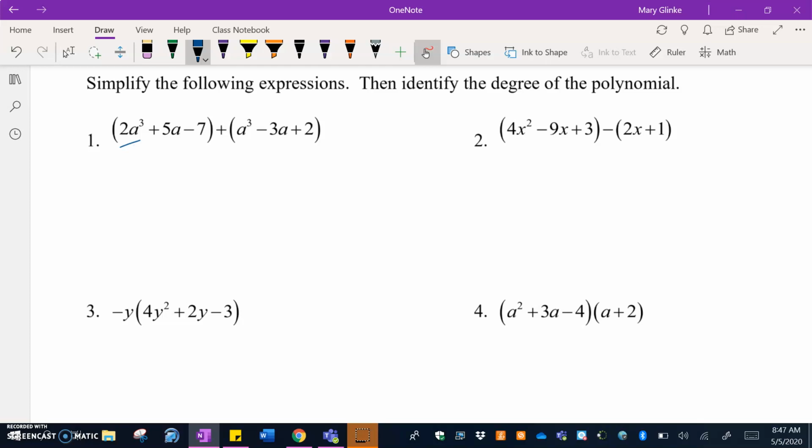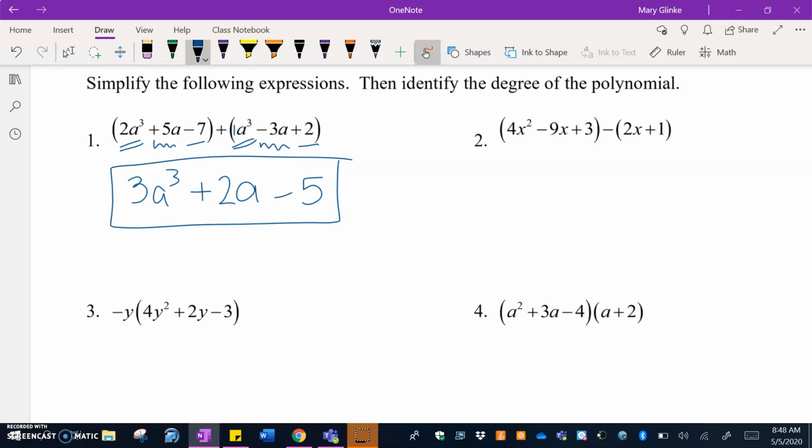You're going to find the terms that have the same variable with the same degree, and add the coefficients together. So 2a cubed plus 1a cubed ends up being 3a cubed. There's no a squareds that would come next, so then we go to our a's. 5a minus 3a is going to be 2a, and then the last thing is -7 and a +2 combine to be a -5. So that's going to end up being our final answer. We're going to write it in standard form, which means the highest degree comes first, and then you just keep going down a degree until you end up with your constant.